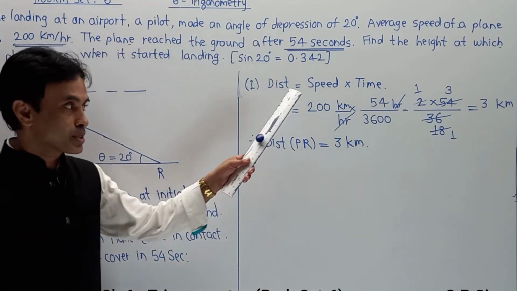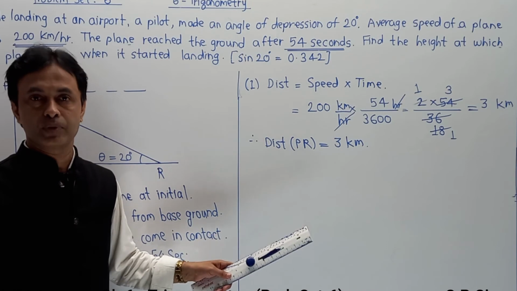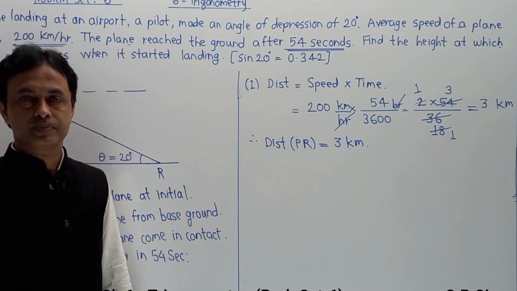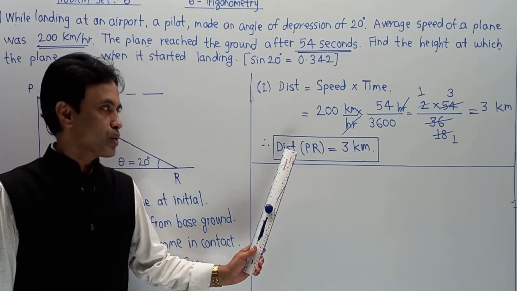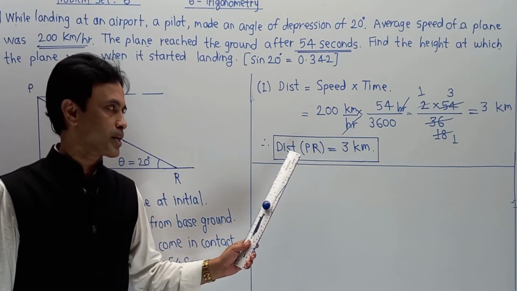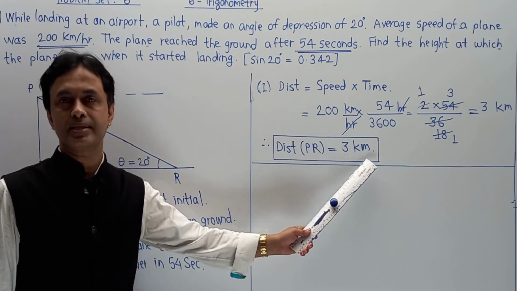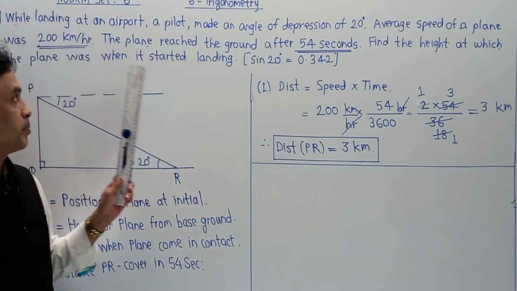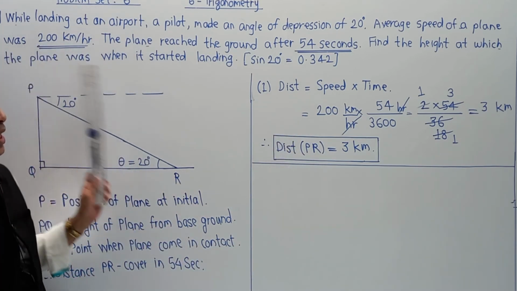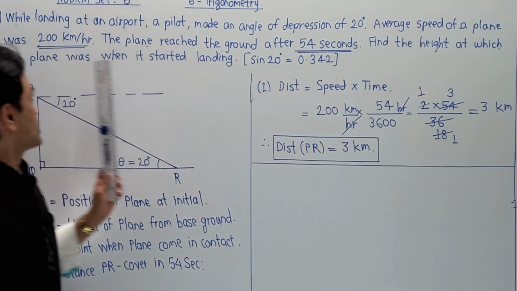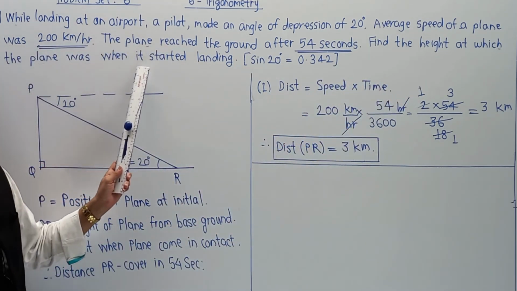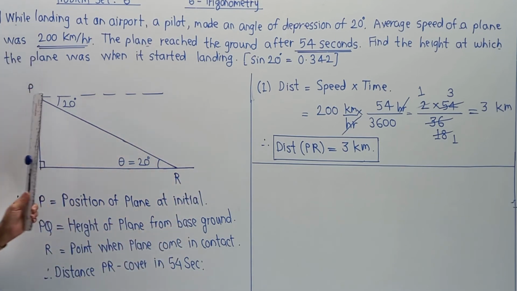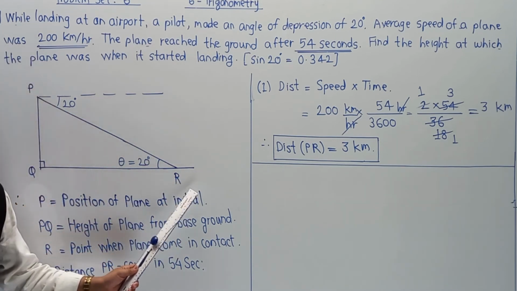Remember student, this is the most important step that I have described over here. As it is the most important part of our answer, I have written distance PR, that is 3 kilometer, and completed the structure of a box. Now second part, the main question is still pending: find the height at which the plane was when it started landing. Means from this point the plane starts landing over here.